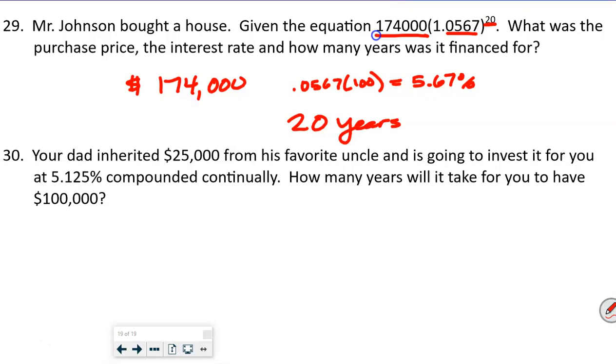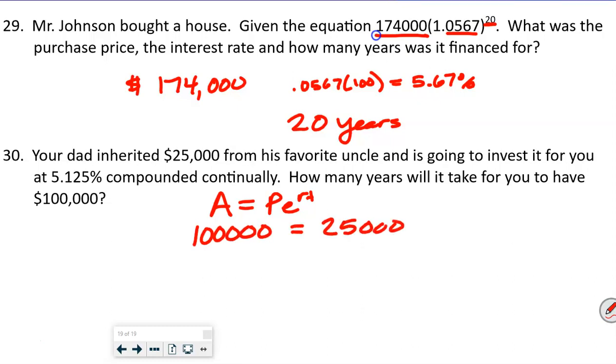It says your dad inherited $25,000 from his favorite uncle and is going to invest it for you at 5.125% compounded continually. So that's our formula again, A equals Pe to the rt power. How many years will it take for you to have $100,000? So there's 100,000, and we start with 25,000. And we do e to the 0.05125t, okay? So we're going to divide both sides by 25,000.